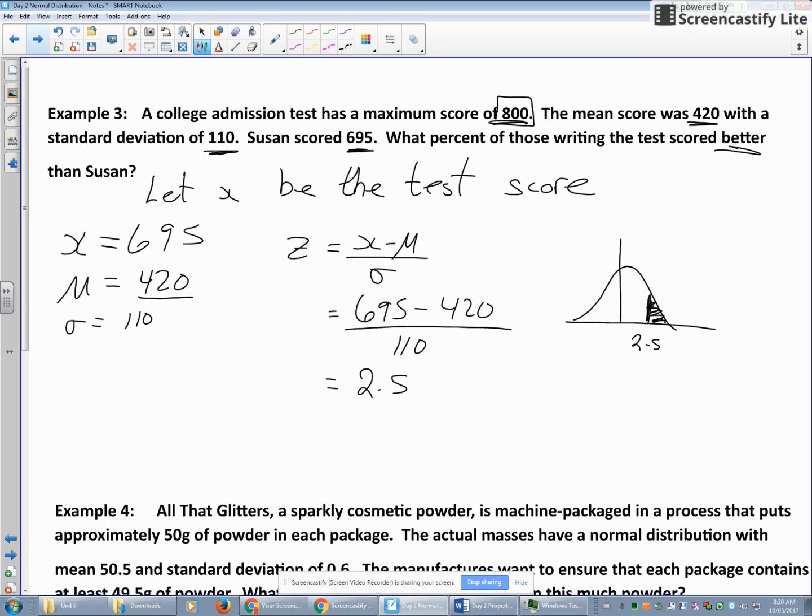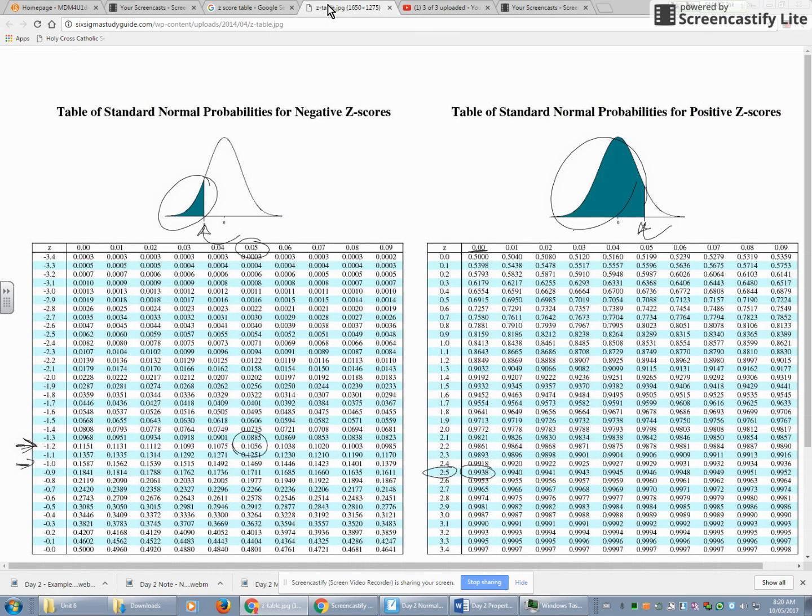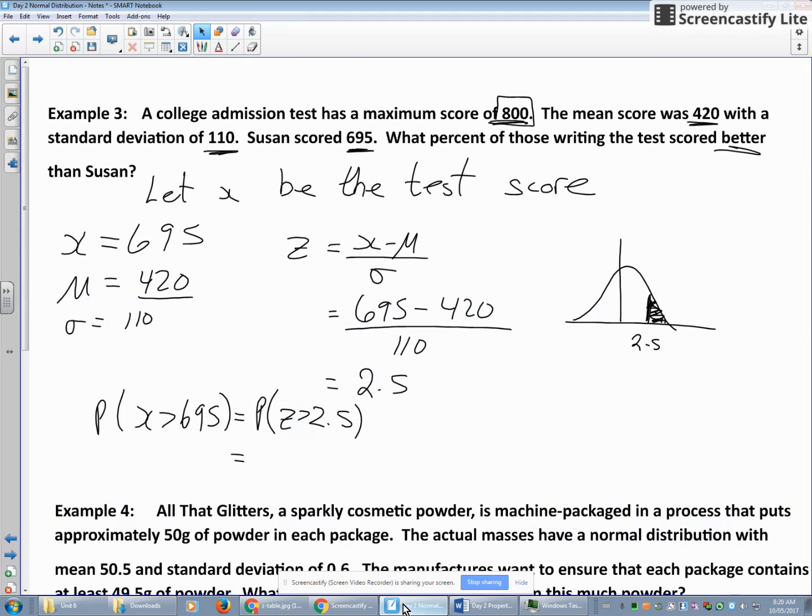So I'm looking above the curve. So my probability that x is greater than 695 points is the same, as I've correlated that to my z-scores, as z is greater than 2.5. And because it's greater, and our tables, remember, give us values that are lower, that means we're going to need to take 1, subtract the probability that our z-score is lower than 2.5, because that's the data we have on our table. We already looked that value 2.5 up in the previous question.